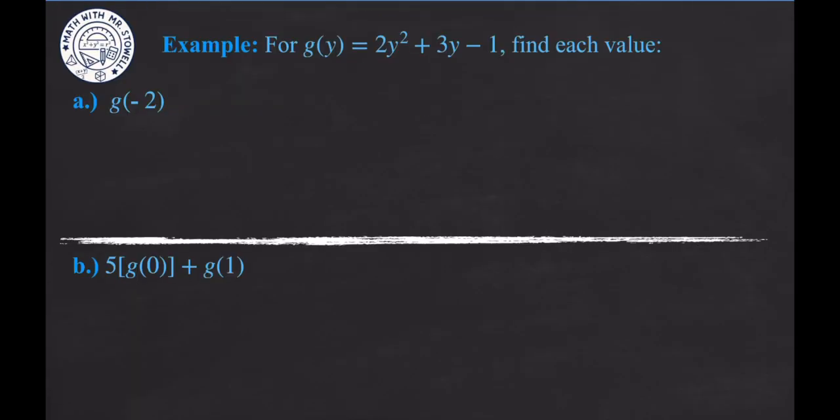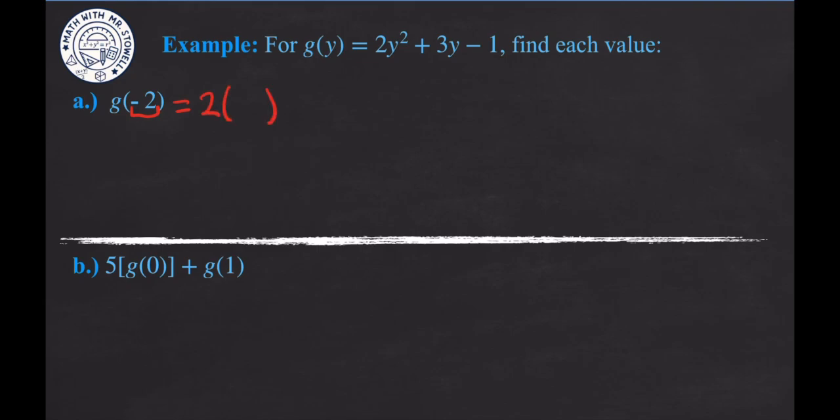In this next example, we have g of y. This is our new function that we're going to be dealing with. G of y equals 2 times y squared plus 3y minus 1. Let's find the value of g of negative 2. So this one is actually a lot more simple than what we've been doing. Remember, this is saying that we put negative 2 as our input and see what our output is. So anywhere we see a y value, replace it with negative 2.